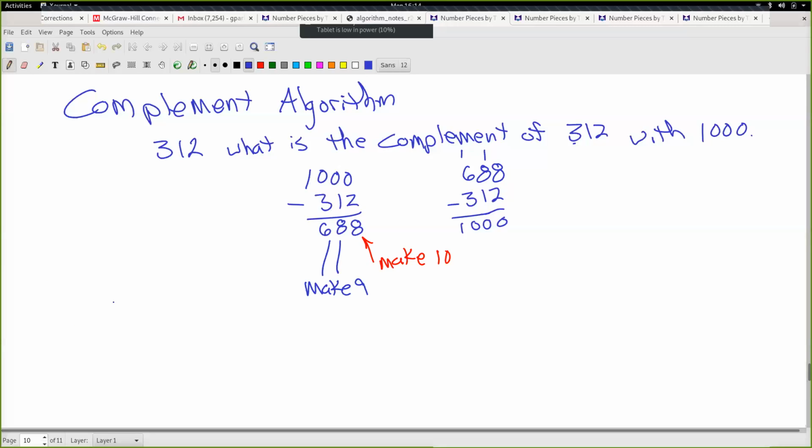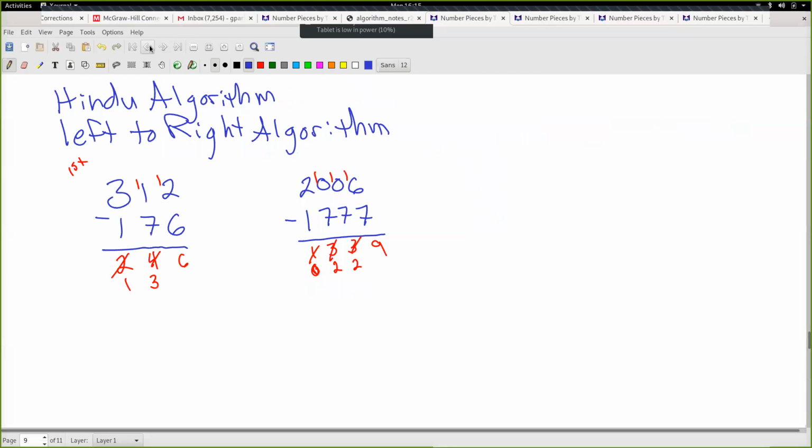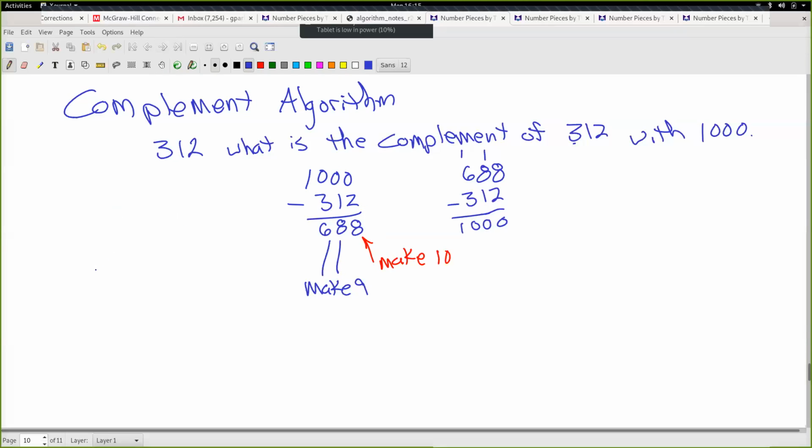So we'll try this again in just a moment, but I'm going to show how to use the complement method to do a subtraction. So let's see, we had 312 and 176. So down here, we'll actually do it. 312 minus 176.